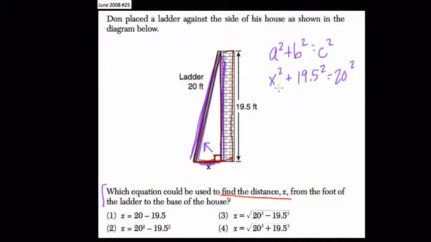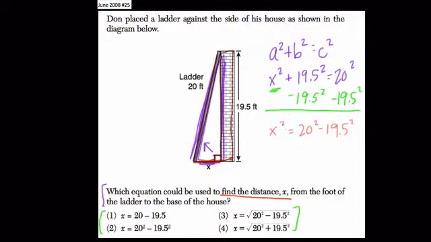To find that, to isolate this variable, we need to subtract 19.5 squared from both sides. Notice I'm not squaring 19.5 yet. There's no point to that, especially since in this question you can see what they're looking for is a strategy to find x, not the actual number. In many cases, you don't need to evaluate each value. You just need to move the terms around. So when you shift things around, you get x squared equals 20 squared minus 19.5 squared.